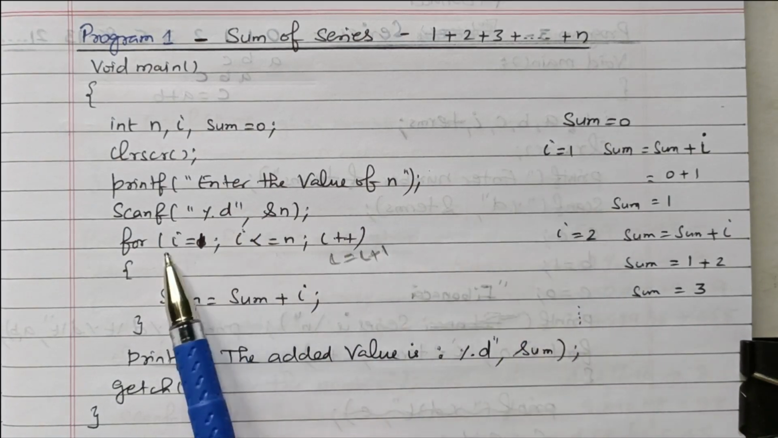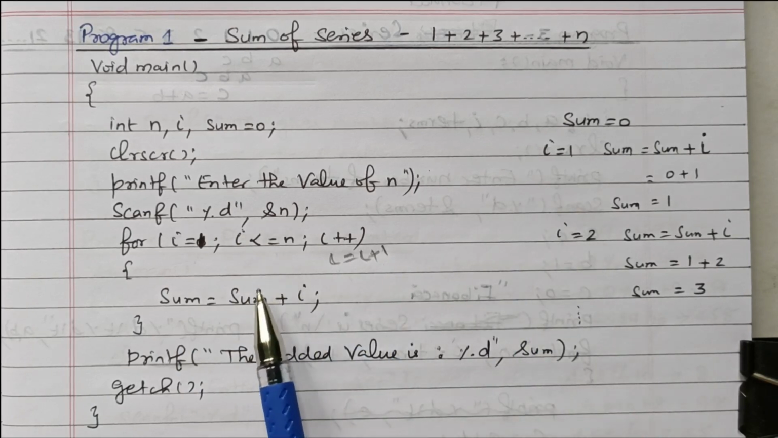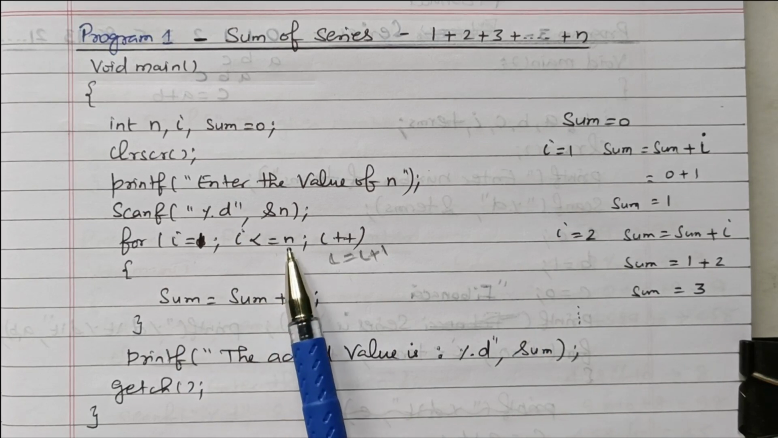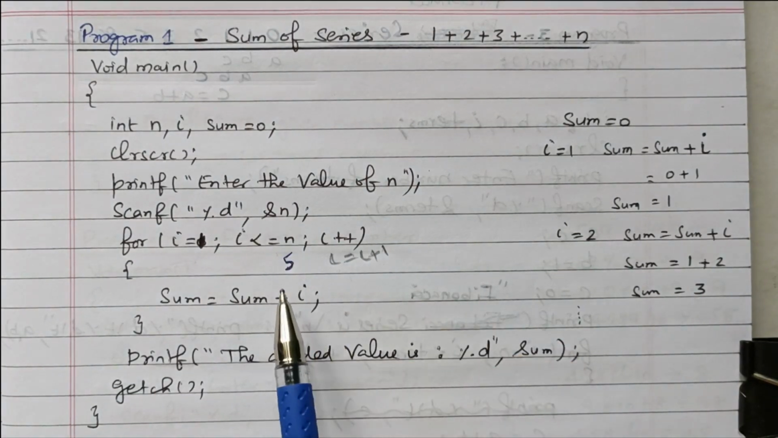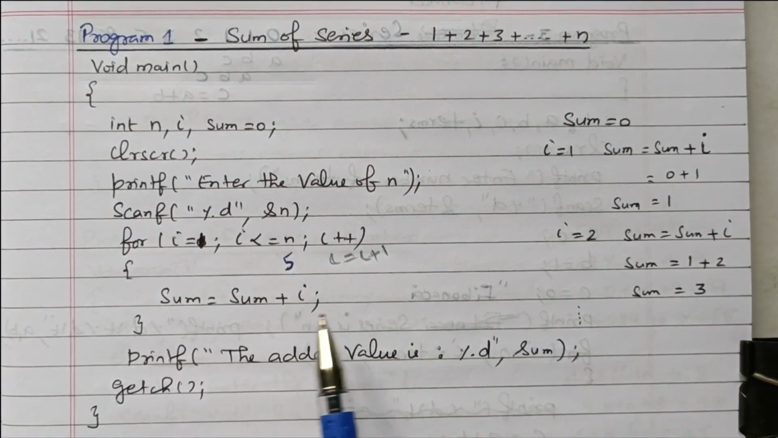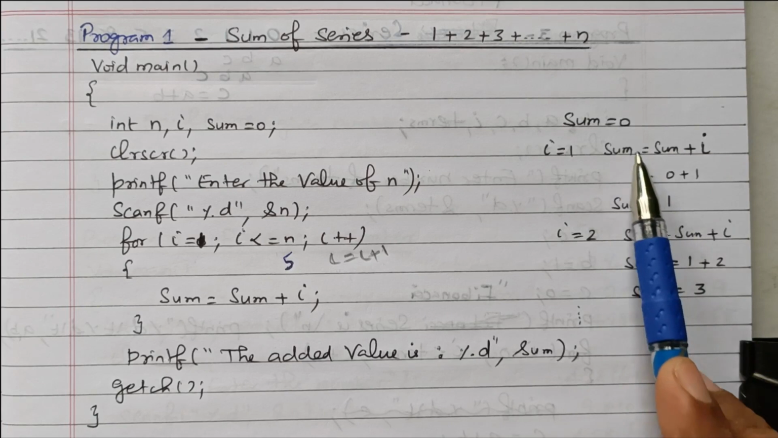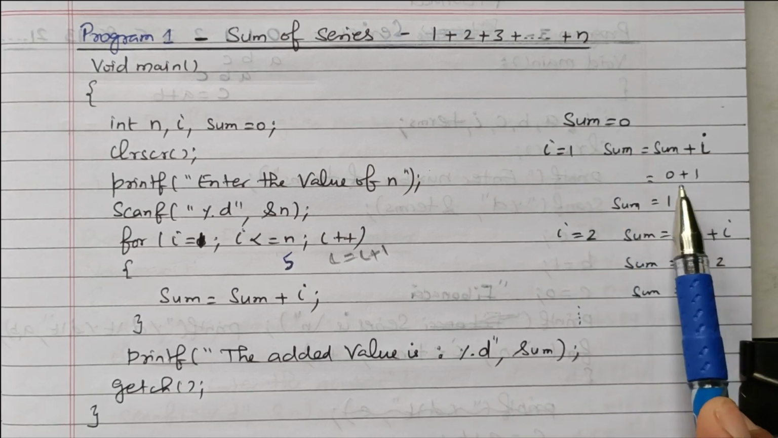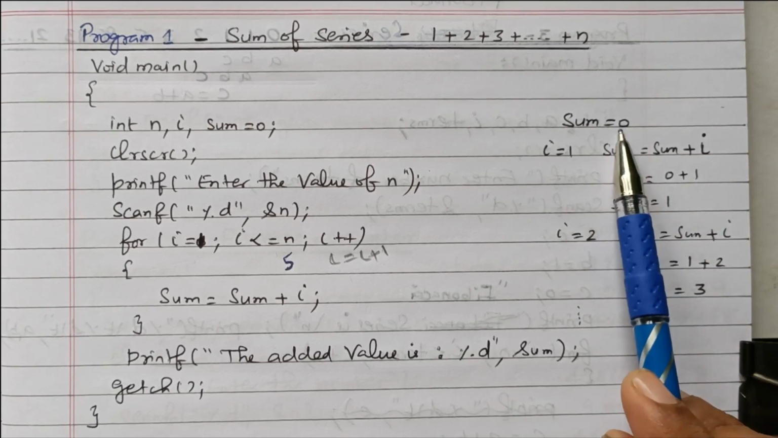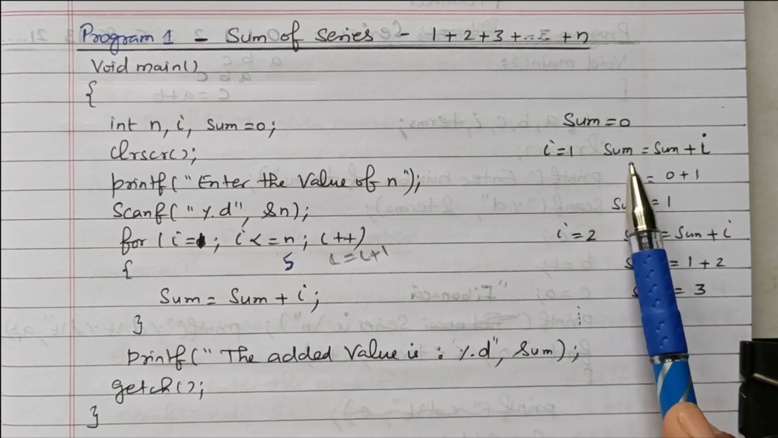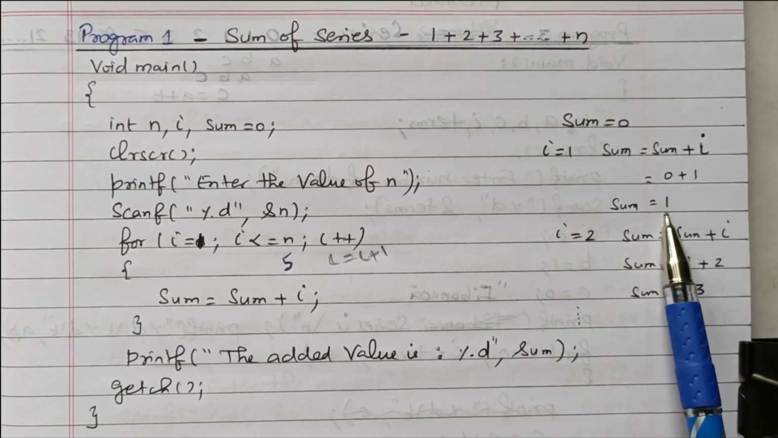So what is the initial value? i equal to 1. First the i value is 1, right? So it will go to the statement. i is less than or equal to n. Let us consider the n we entered is 5. You can go up to 5, so this condition is satisfied. It will go to the statement sum equal to sum plus i. The sum is 0, i is 1, so 0 plus 1 is 1. Now the sum value will be 1. Initially the sum value is 0. After executing this statement one time, sum equal to 0 plus 1, it becomes 1.